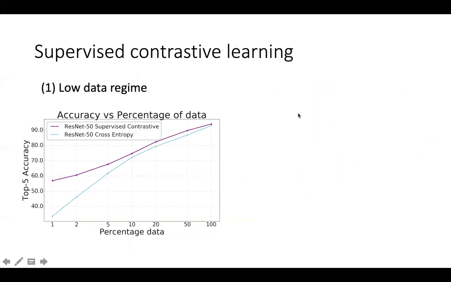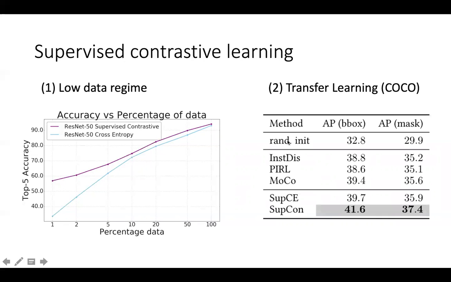Another nice thing about supervised contrastive learning is it works well in the low data regime. You can vary the percentage of the data you have from ImageNet, and compare supervised contrastive learning with cross entropy loss, and you can see supervised contrastive learning is better. As for transfer learning, you can also compare supervised contrastive learning with unsupervised contrastive learning, as well as cross entropy loss. You transfer to the COCO dataset, and you can see it's also better.